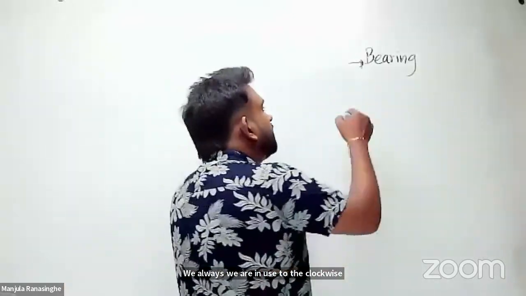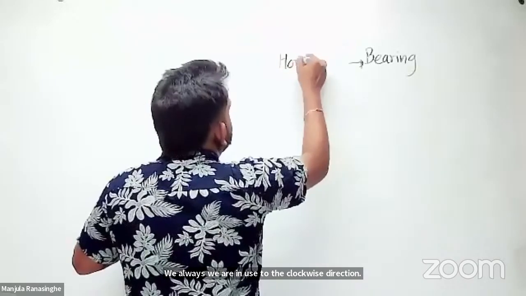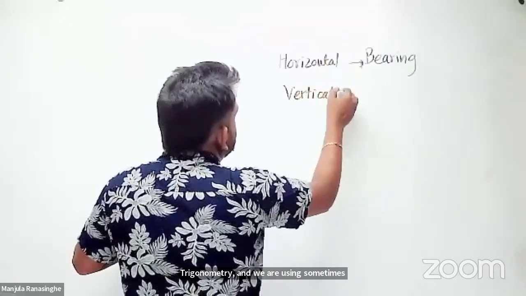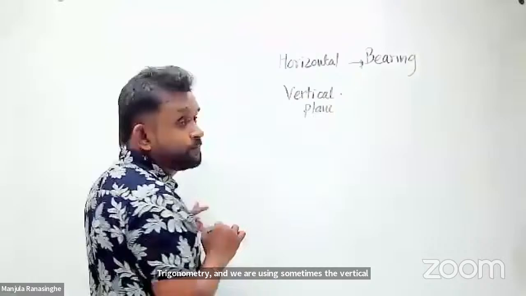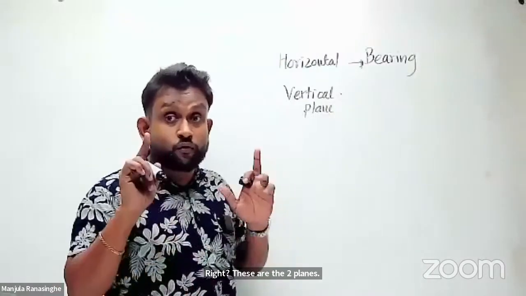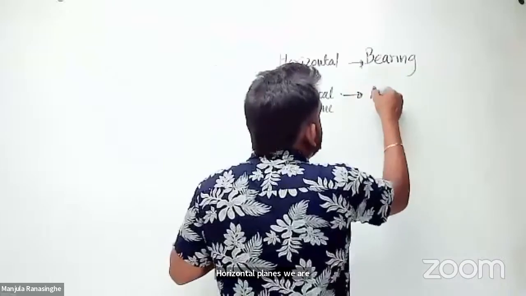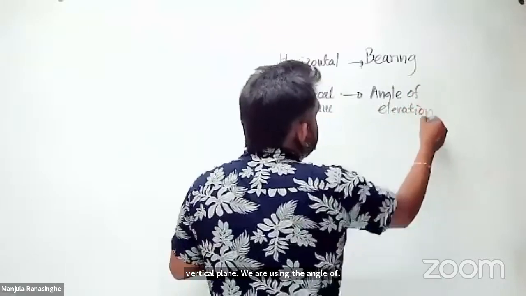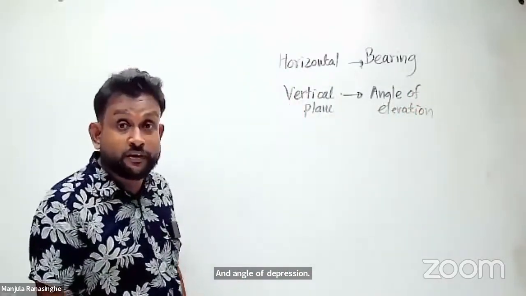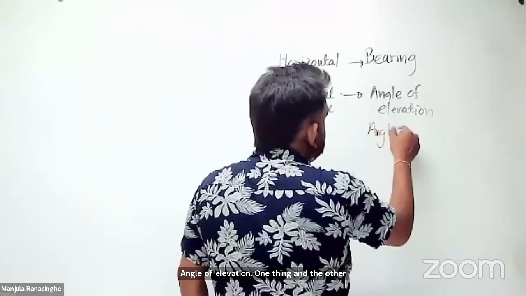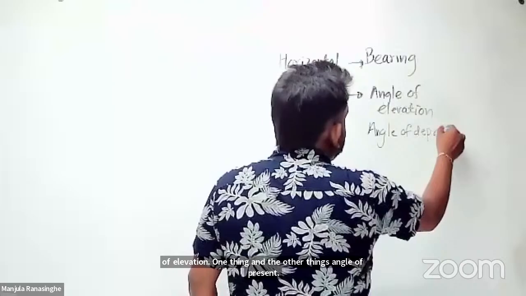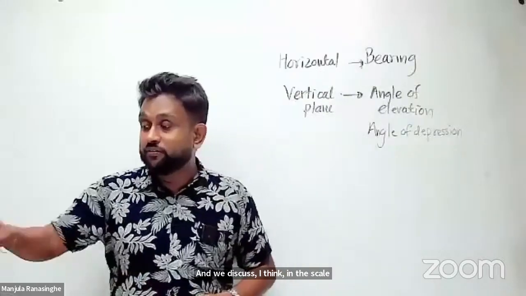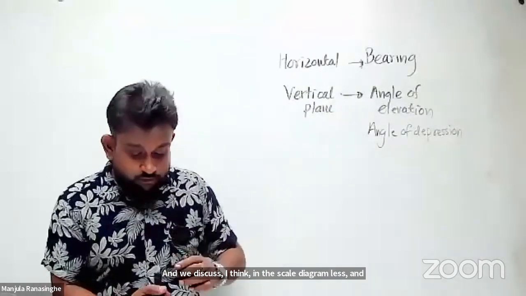Remember, in the equations we sometimes use horizontal plane trigonometry and sometimes vertical plane trigonometry applications. These are the two planes. For horizontal planes we use bearing, and for vertical planes we use the angle of elevation and the angle of depression. I will explain that part, and we also discussed angle of elevation and angle of depression in the scale diagram lesson.